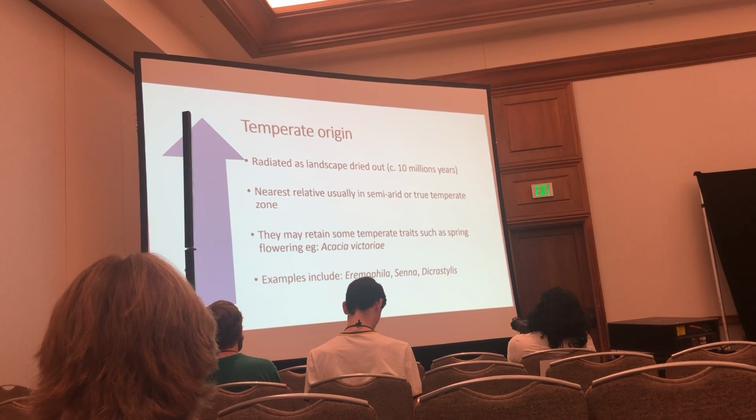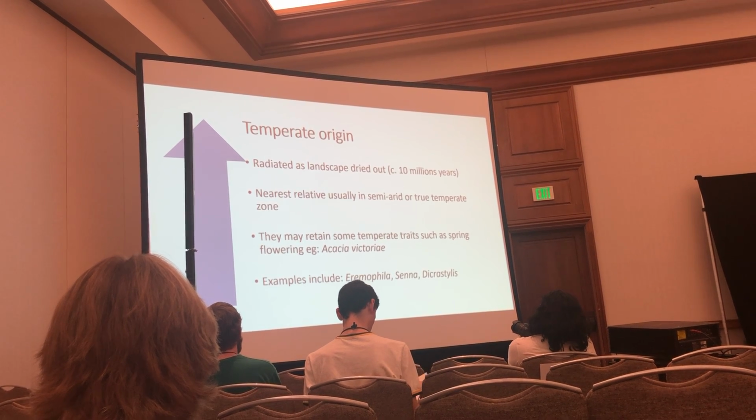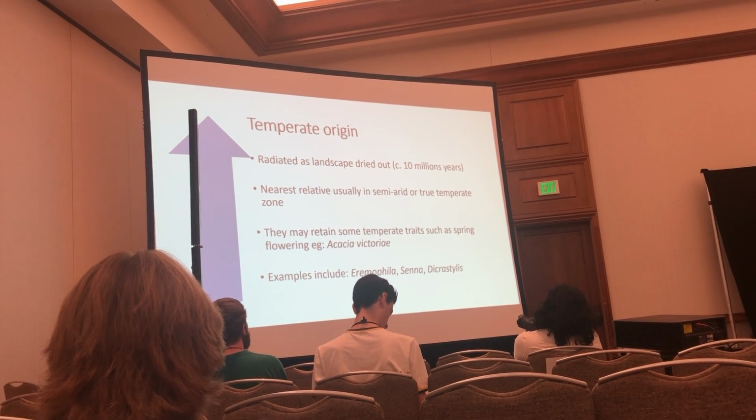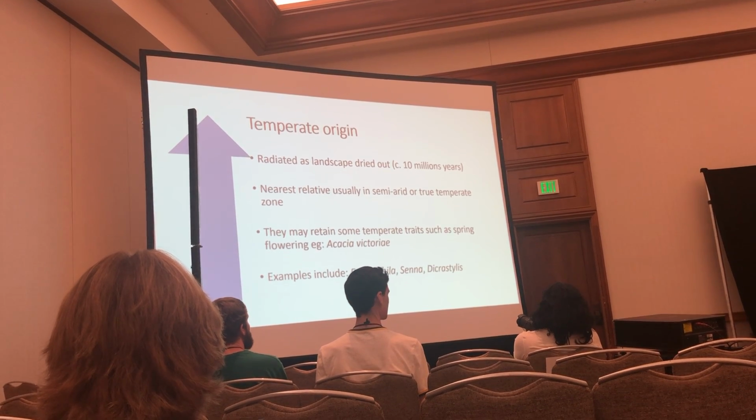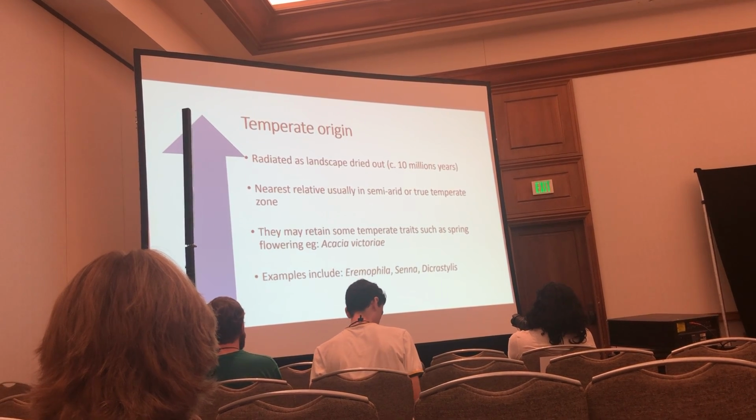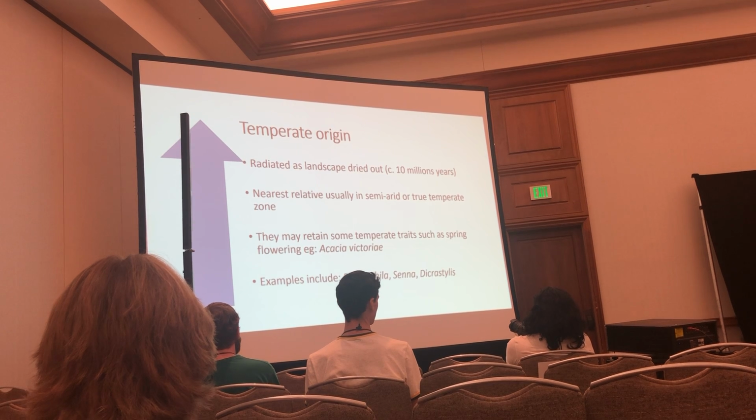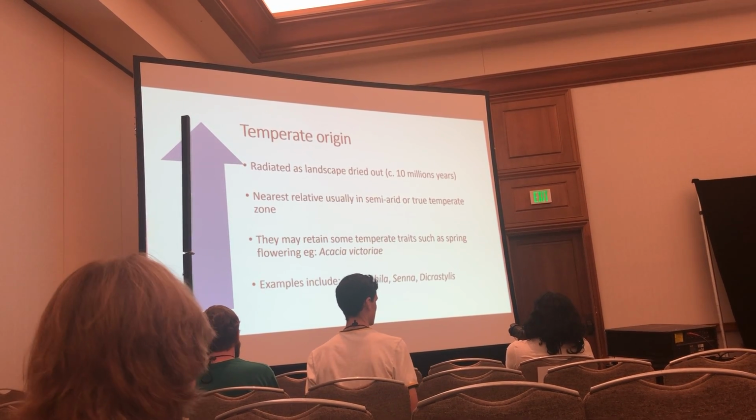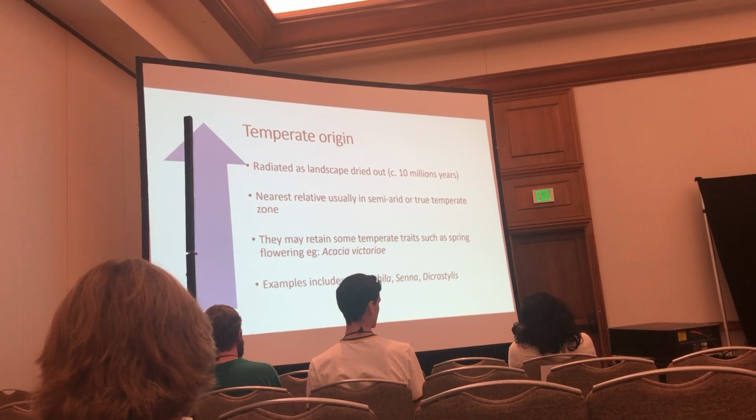I'm going to deal with the temperate origin. Pretty much in the last 10 million years, we've been drying out, so species have radiated into the arid zone. So often they were quite large, like the Eremophilas and the Sennas and a couple of other groups, the Dicrastylis and the Lamiaceae. They're quite extensive in the arid zone, and as you go back into the temperate, it gets less and less until you end up with just one species. That's quite common with these groups.